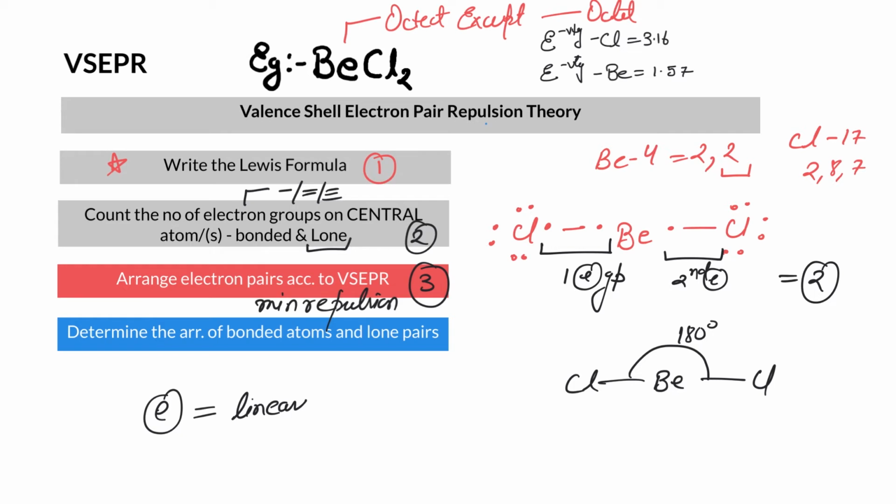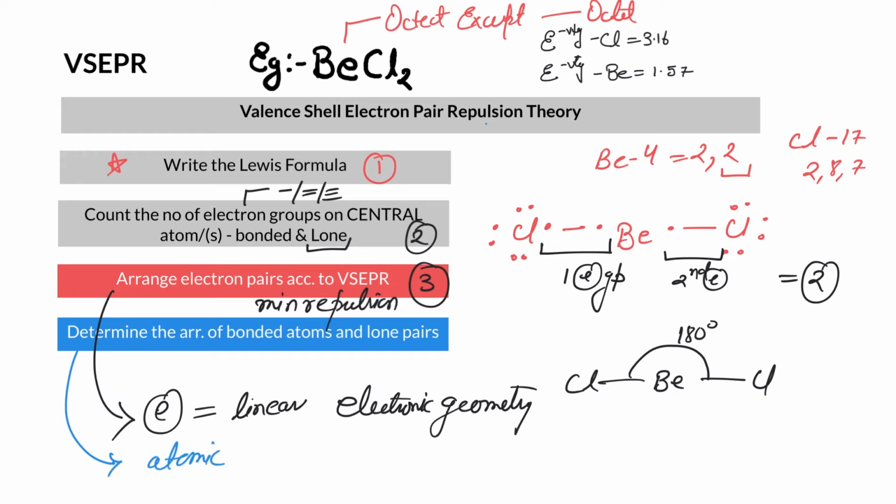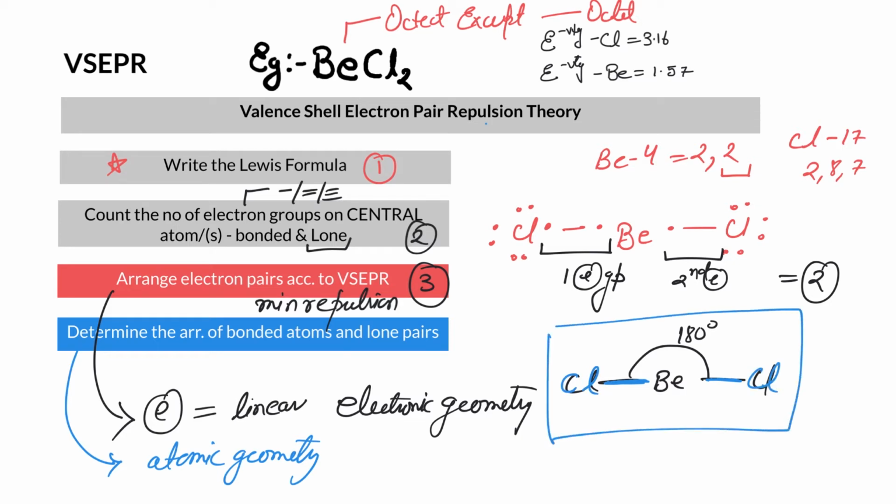So remember, the red step gives you the electronic geometry. That is, the distribution of electrons around the central atom, and the blue gives you the atomic geometry. Now, once you know where the electrons are, you can determine where the atoms are, right? So once we know that the electron groups are here, we can position chlorine next to it. So linear is the geometry for BeCl2.